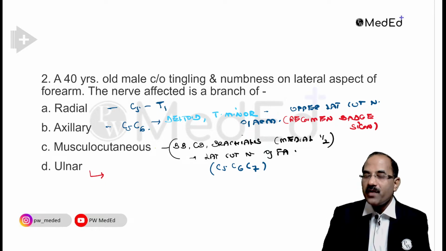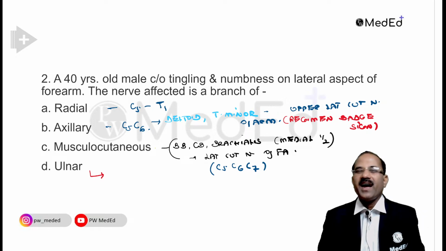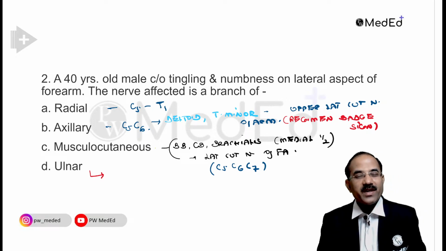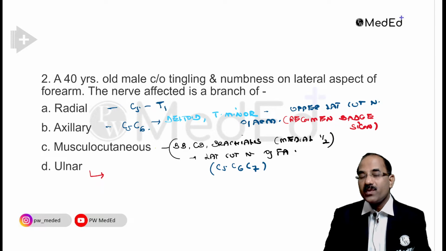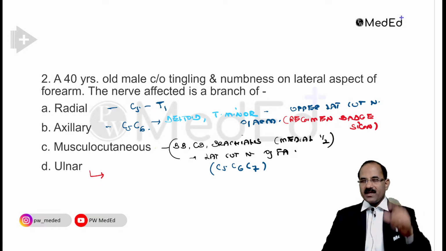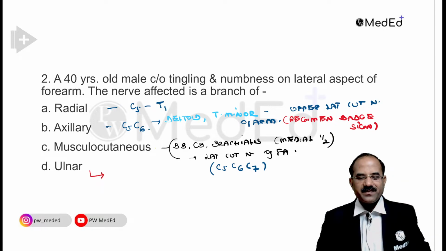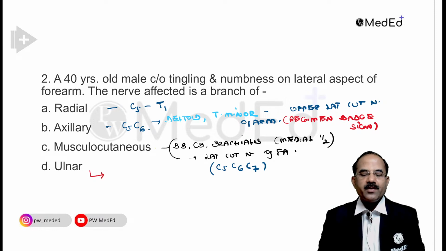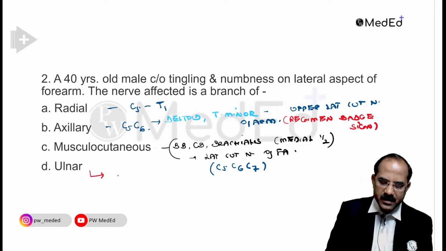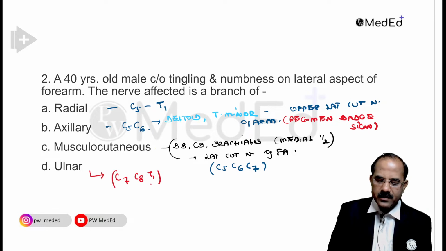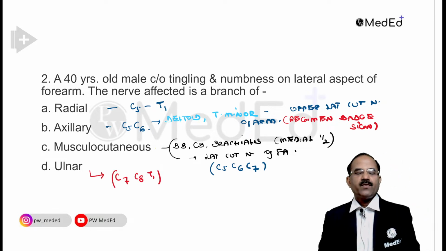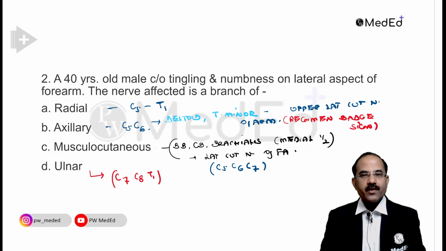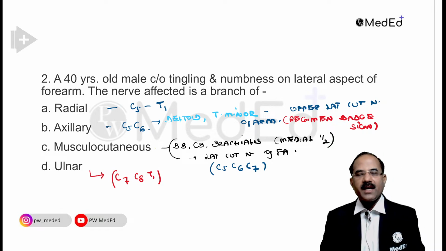What is the root value of the medial cord? C8 and T1. Medial cord root value is C8 and T1. But what is the root value of ulnar nerve? Is it C8 and T1? Yes, very good. It's C7, C8 and T1. Ulnar nerve root value is C7, C8 and T1.